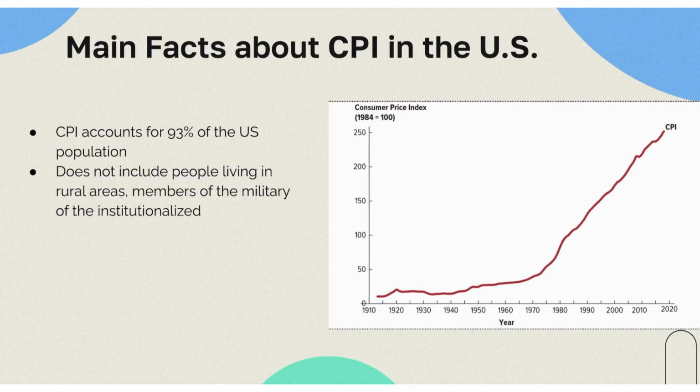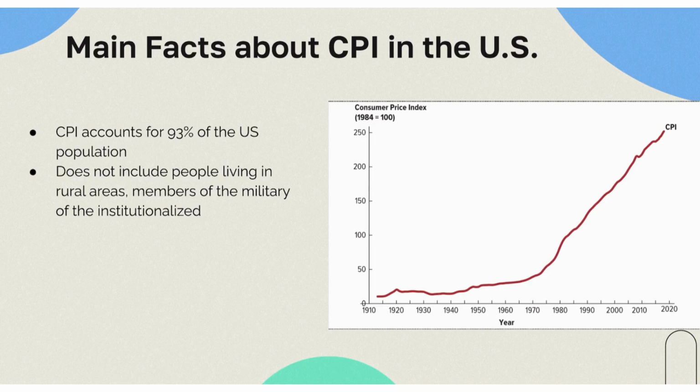And then moving on to CPI and just the main facts about it in the US. So a few things to note: the CPI accounts for 93% of the US population, and it does not include people living in rural areas, members of the military, or the institutionalized.